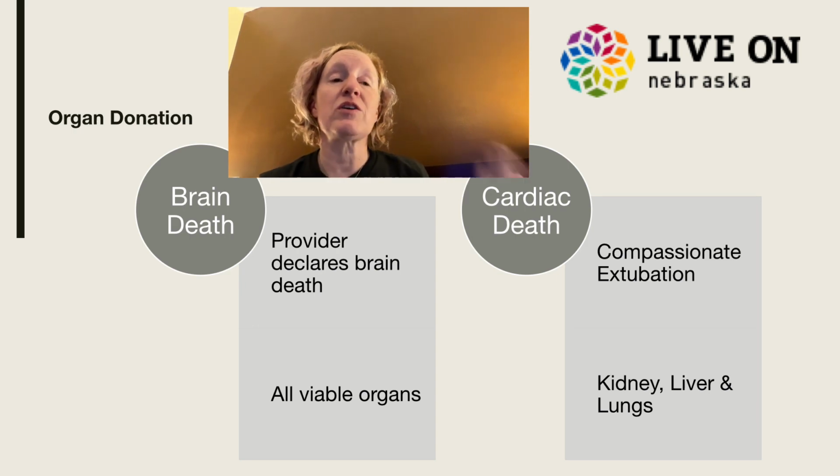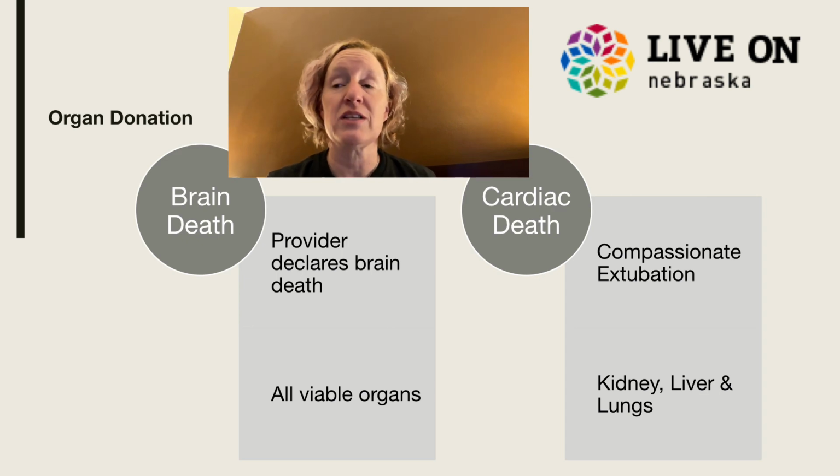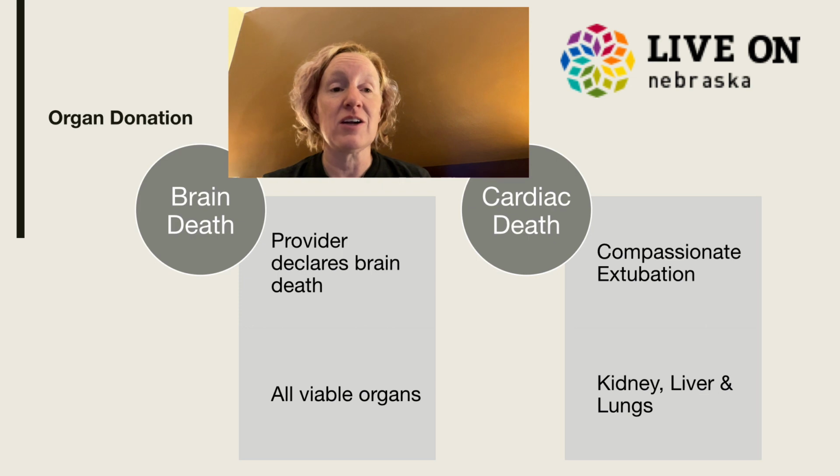So with cardiac death, it's a little bit different. Cardiac death is more going to be a compassionate extubation. We allow the patient to pass. Usually it's going to be in the OR, so that once they do pass away, we have a very short window to get some of those organs out, because those organs have taken a hypoxic hit, so we can't take all of them. We can take the kidney, the liver, and the lungs. We didn't used to be able to take the lungs, so it's pretty cool that we can take the lungs now.